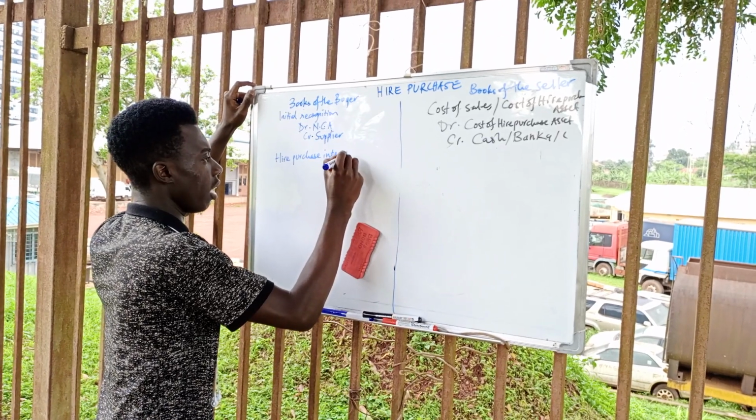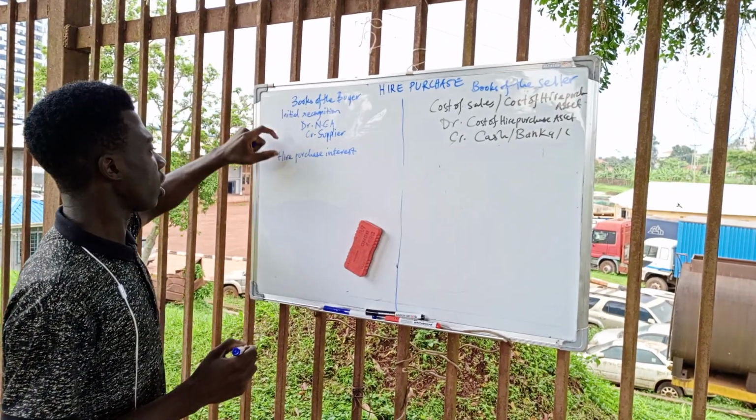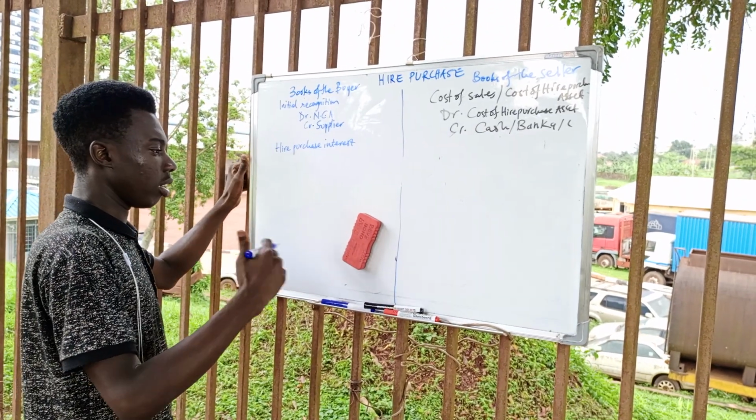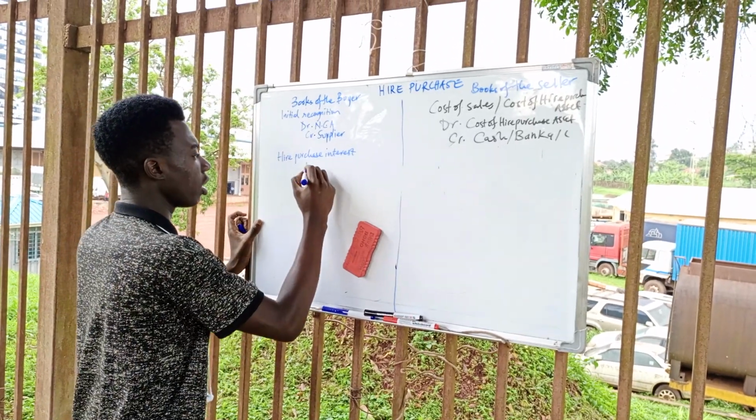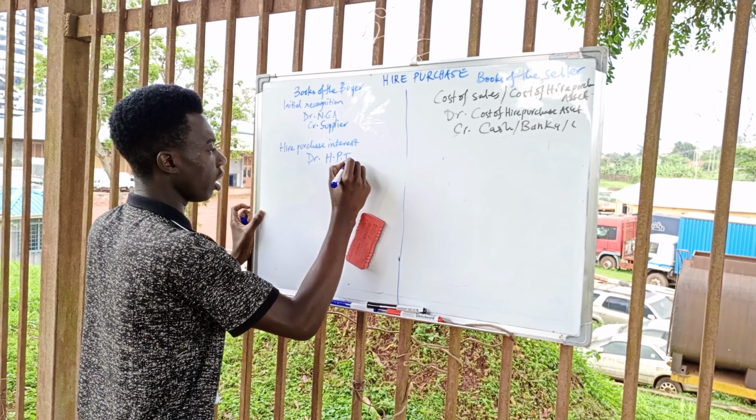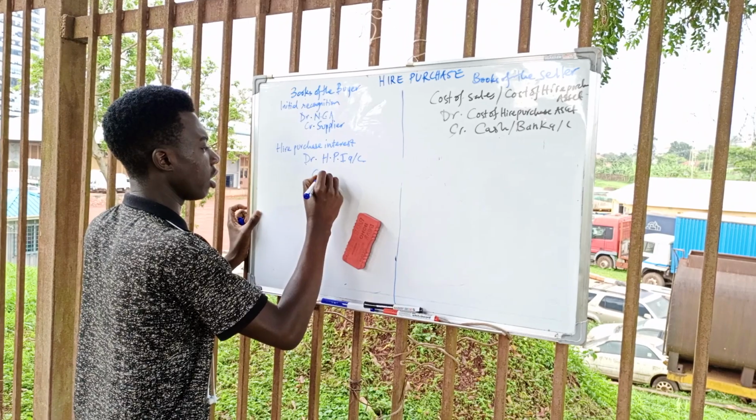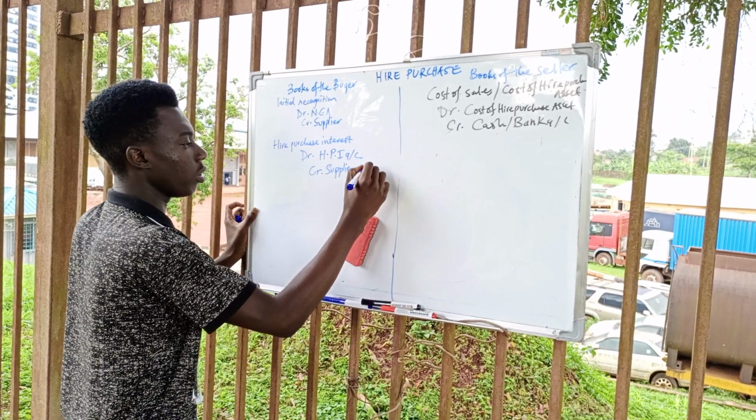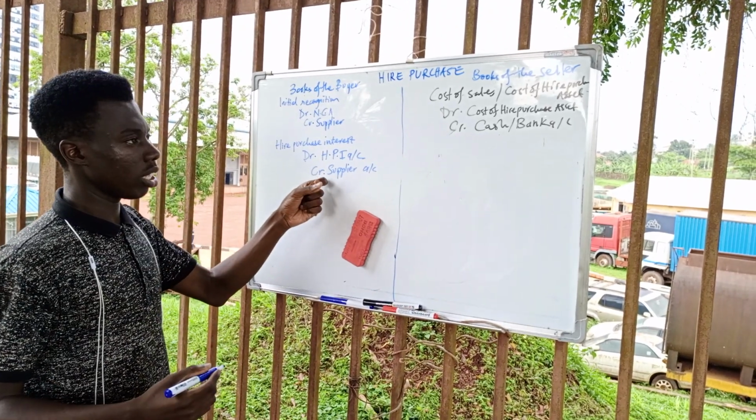In the books of the buyer, this is going to be an expense, because you are expending money for using that asset. So you recognize that expense increasing: debit the higher purchase interest account. Then you credit the supplier. This guy is going to keep demanding money from you for using that asset, interest. So you recognize the liability increasing.